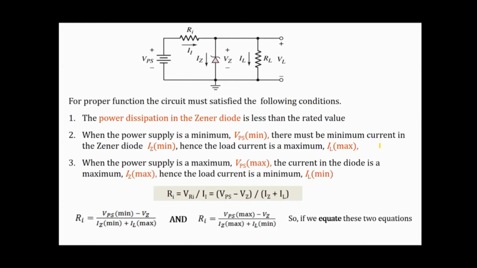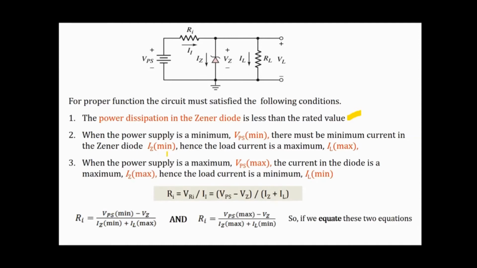So let's go back to the conditions in order to make sure that your voltage regulator works. The first one is power dissipation must be less than the rated value. Now this is the one that is important. When your power supply is minimum, there must be a minimum current in the Zener diode. We already saw that the Zener diode has a range of current, IZ min to IZ max. So we have to make sure that VPS minimum is high enough to ensure there is a minimum current in your Zener diode.